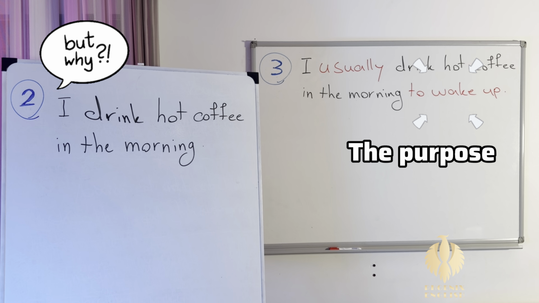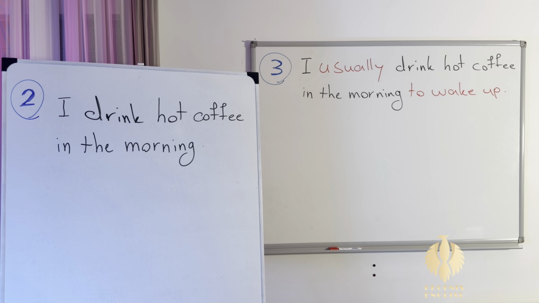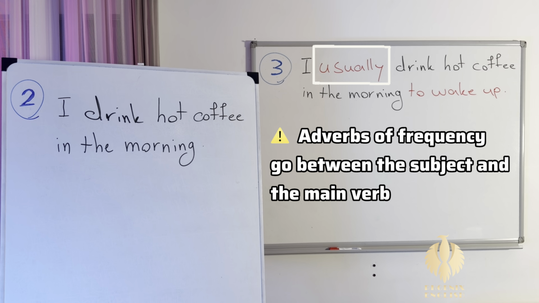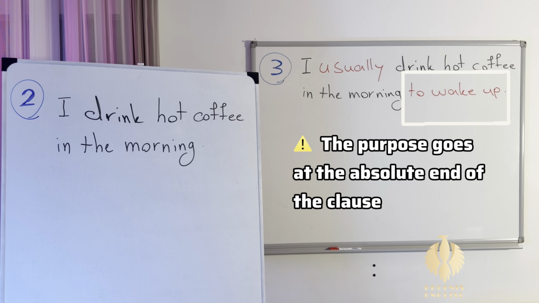Why do they matter? Usually shows this is a routine, not a one-time event. To wake up explains the motivation behind the action. And again, about the location, adverbs of frequency go between the subject and the main verb: I usually drink. To wake up goes at the absolute end of the clause, after the time phrase: in the morning, to wake up, at the very end.